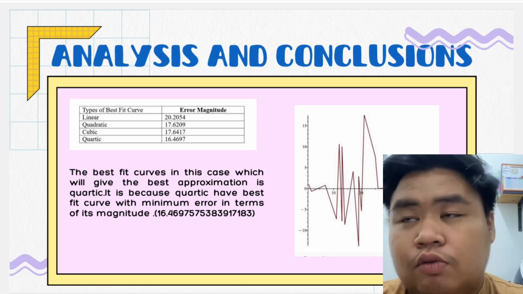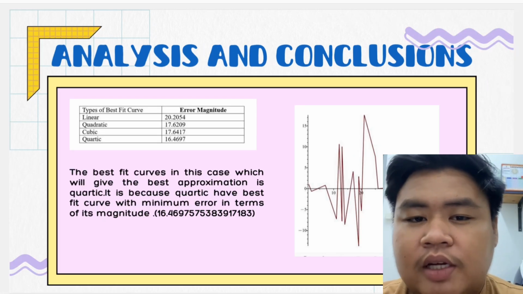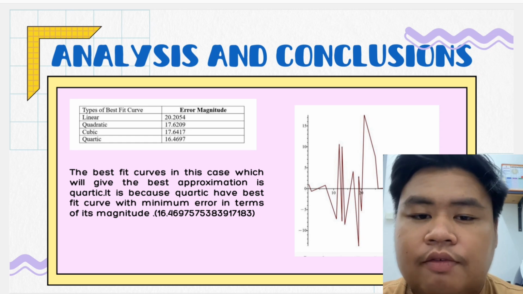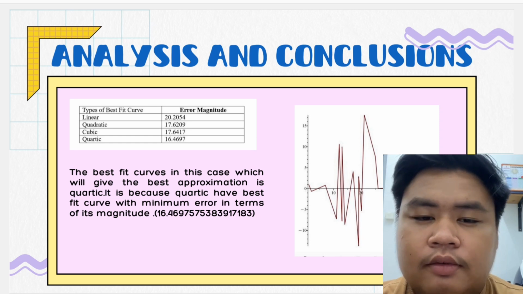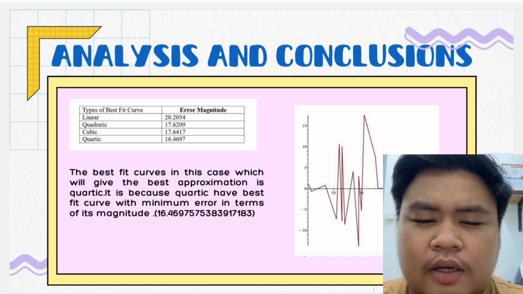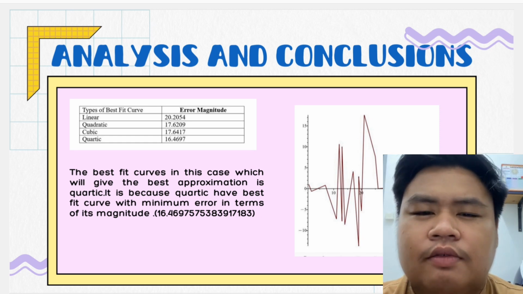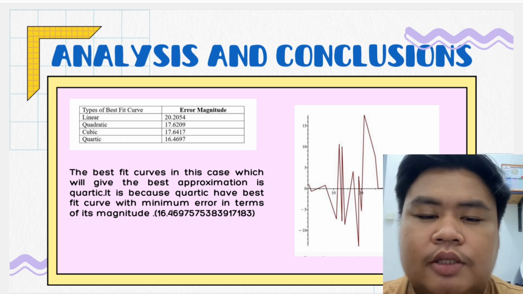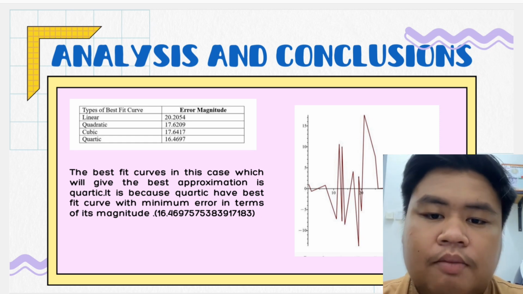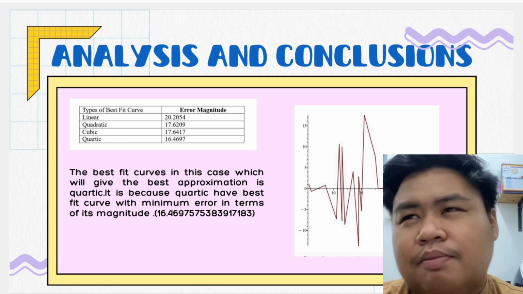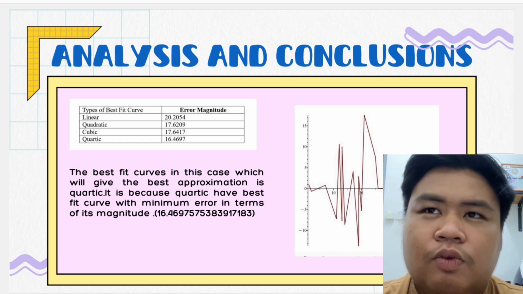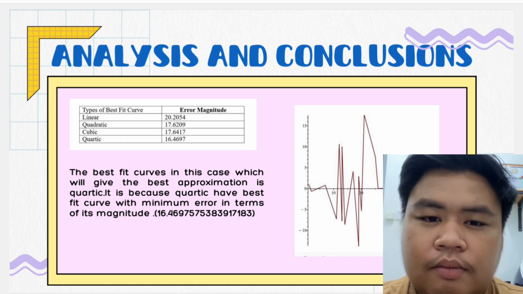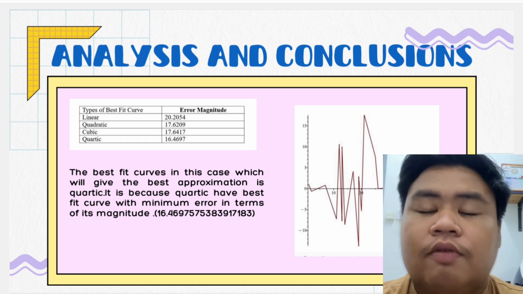For the analysis and conclusion, we chose the best fit curve based on the linear graph, quadratic graph, cubic graph and quartic graph. The best fit curve that gives us the best approximation is the quartic graph, because it has the best fit curve with the minimum error in terms of its magnitude.